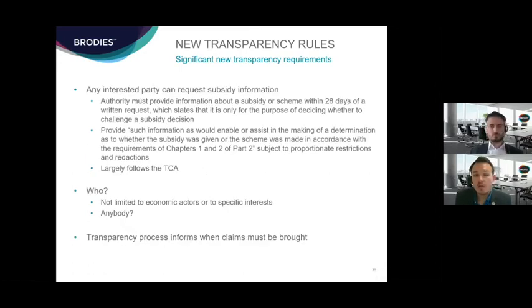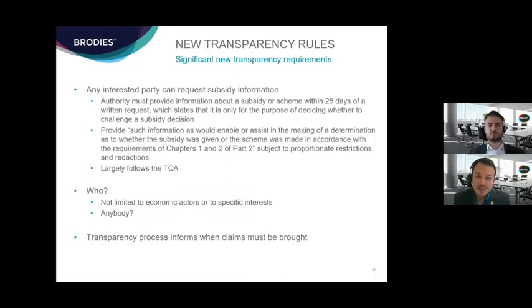And then there are requirements with regard to individual information requests. So any interested party can request subsidy information by making a request in writing to the authority, the granting authority, and the authority then has to provide all the information relating to the subsidy or scheme within 28 days of the written request. Now, the request has to state that it is only asking for the information for the purposes of deciding whether to challenge the subsidy scheme.